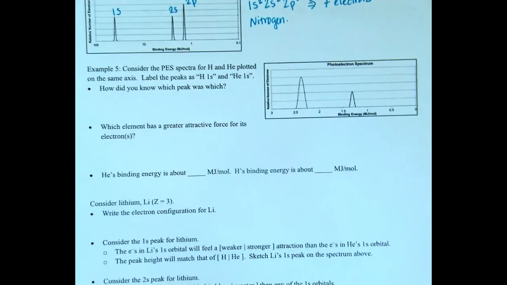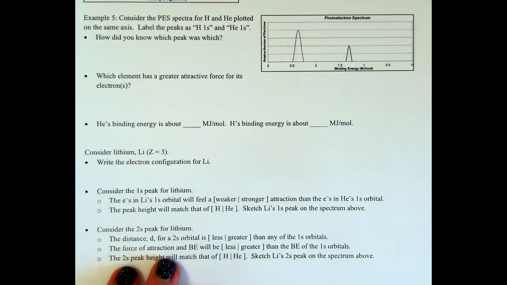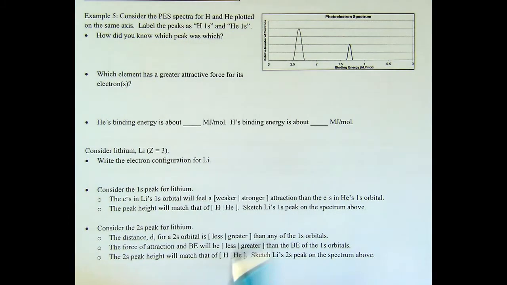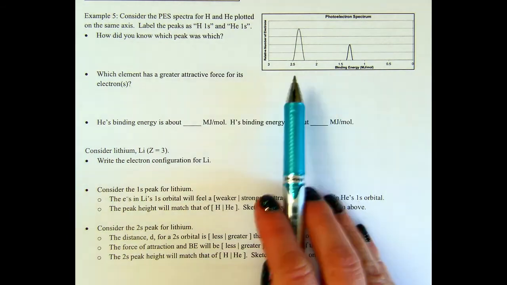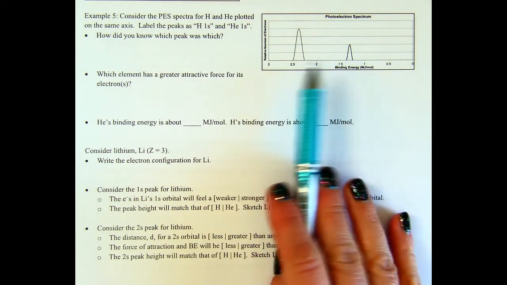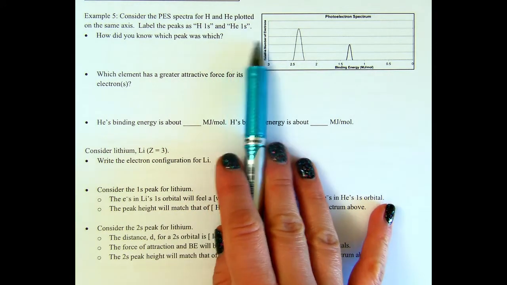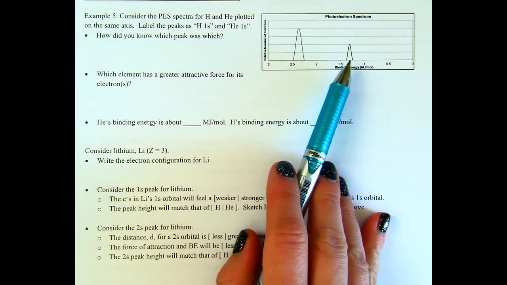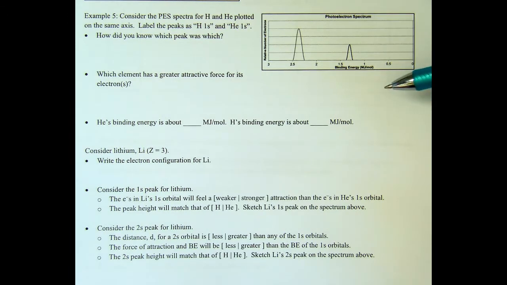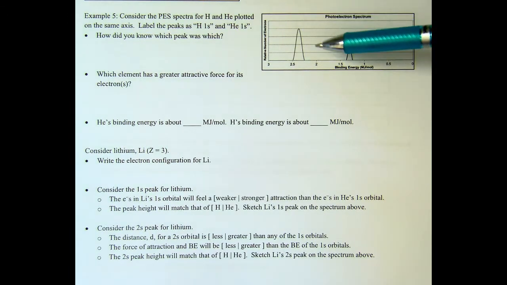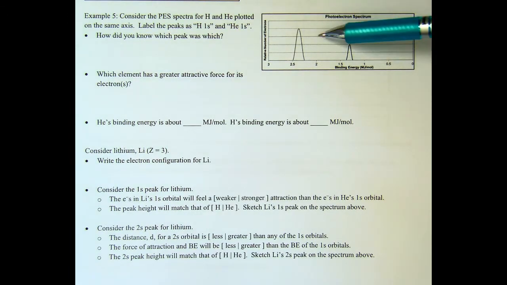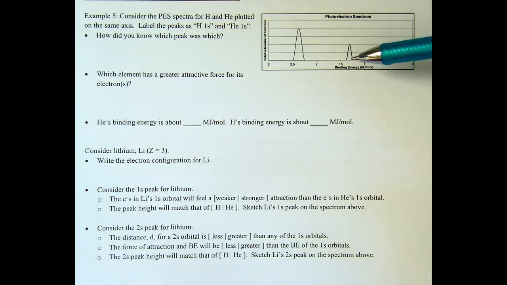Okay, example 5. Consider the PES spectra for hydrogen and helium plotted on the same axis. That means that one of these is hydrogen, one of these is helium. They're 2 different elements. Label the peaks as H, or hydrogen, 1s, and helium, He, 1s. How did you know which peak was which? So I want you to take just a second. I want you to attempt to figure out which is which, and explain why, and then come back.